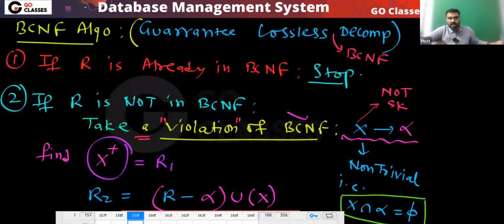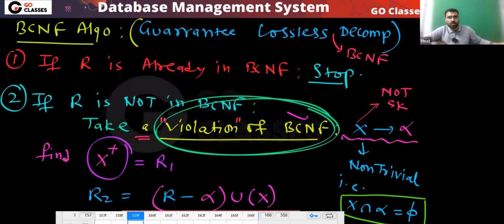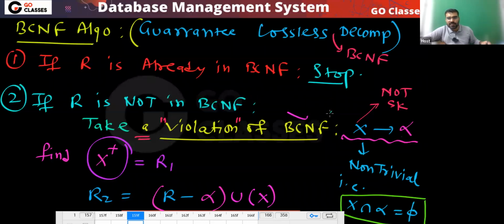The same algorithm we have done for 2NF. The same algorithm works for 2NF. But in 2NF, we check for a 2NF violation, and here we are checking for a violation of BCNF. So it is the same algorithm.